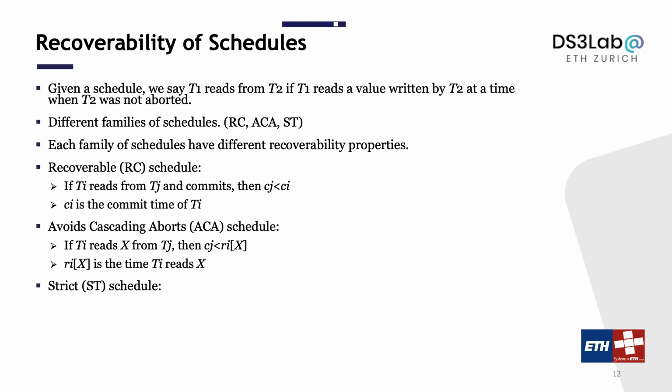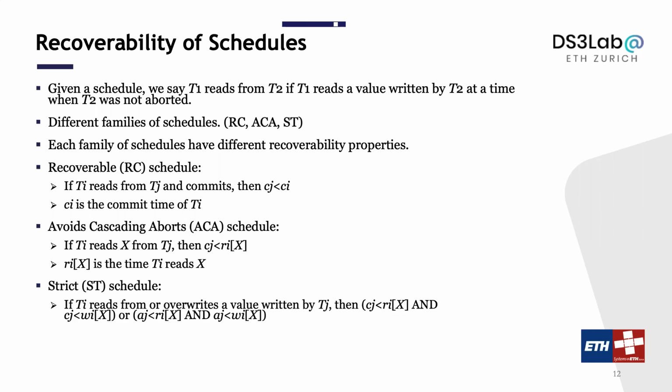The third family is called strict schedule, which actually extends ACA but also considers writes, not only reads. Essentially, if Ti reads or overwrites a value written by Tj, then you want to make sure only one of two things could happen: either Tj commits before the read or write from Ti, or Tj aborts before the read or write of Ti. If this is true, then we say the schedule is strict.